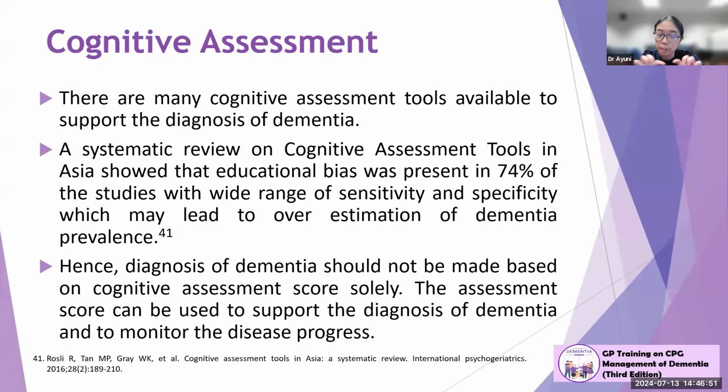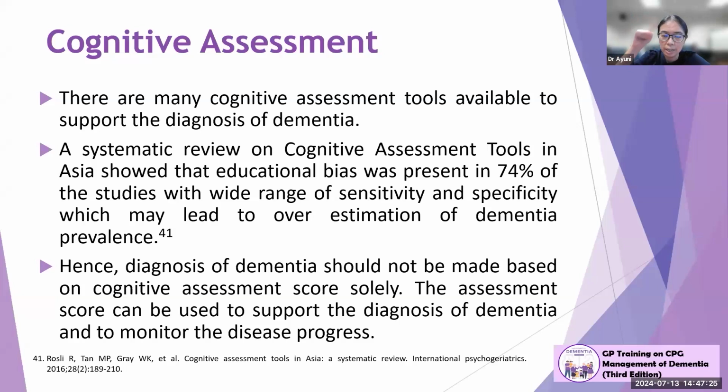So for all the currently available cognitive assessment tools, the majority are developed by developed, overseas countries. If you apply them in Asia, the majority of them show educational bias, and there are potential cultural and language biases also. So the cognitive assessment tool has its limitations. The diagnosis of dementia should not be based on the cognitive assessment score solely. The score helps you to support your diagnosis.